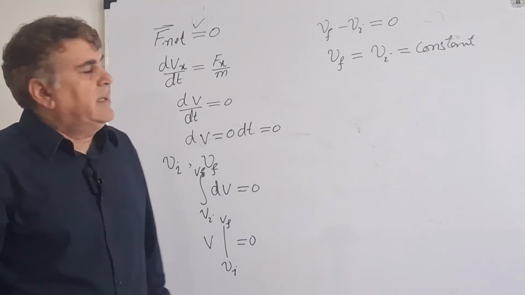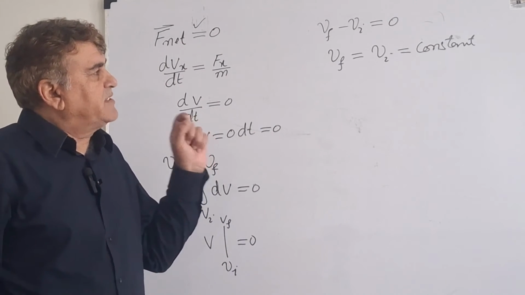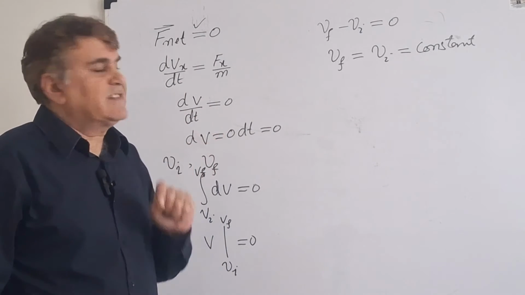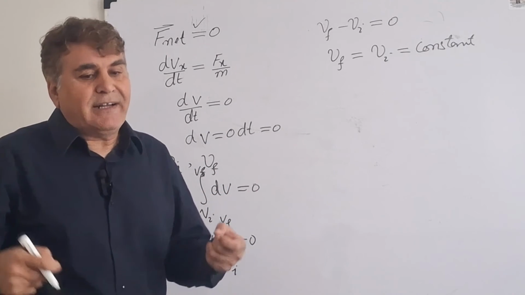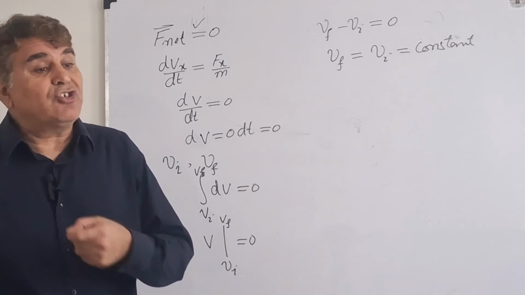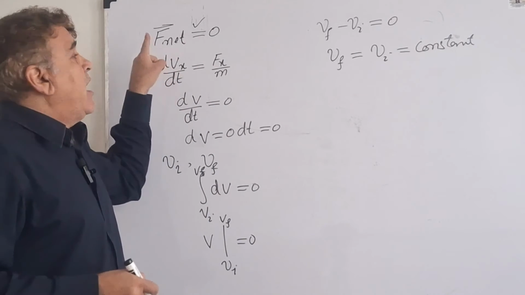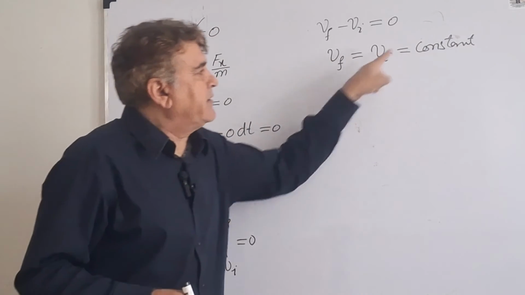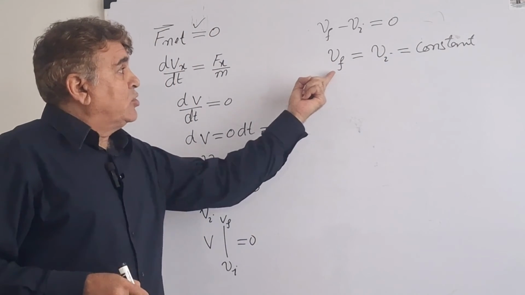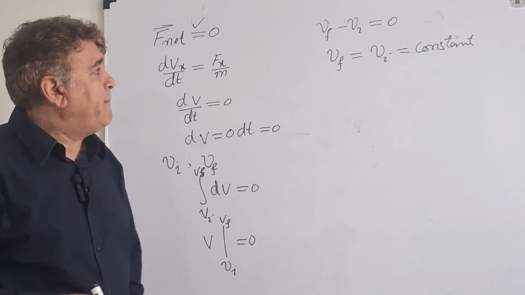This result is in fact part of the statement of Newton's first law, which states that the velocity of a body will remain unchanged in the absence of any external force. Or, in other words, if the net force acting on the particle is zero, the velocity of the particle remains constant. So that is the first part of the statement of Newton's first law.